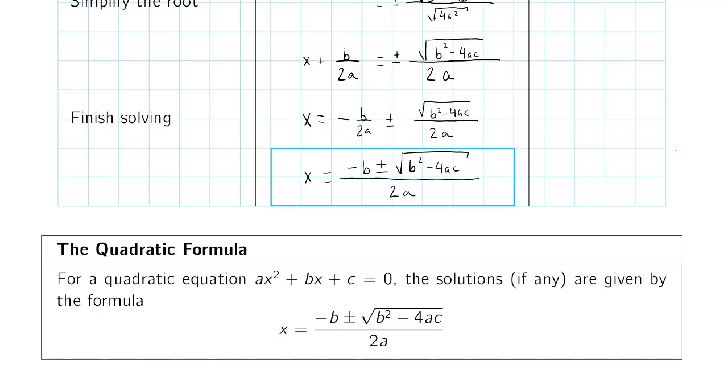And now we don't need to go through that process every time. We can just remember this formula and use it anytime we want to find a solution to a quadratic equation.